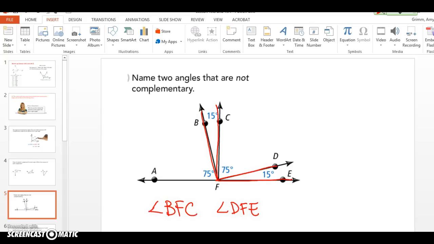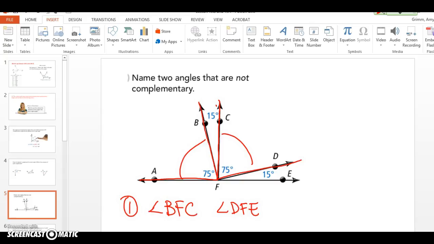So this is one set that works. Did this one say anything about them being adjacent? No, so they don't have to be next to each other. Adjacent is different. This is just complementary. Are there any other ones up here? Eric. AFB and CFE. Yes, these two right here would not be complementary because they would not add up to 90 degrees.